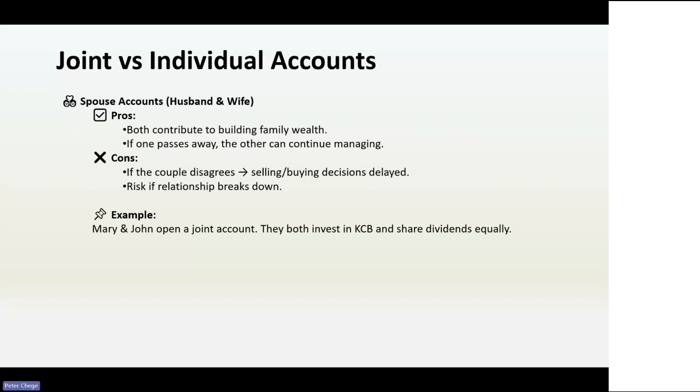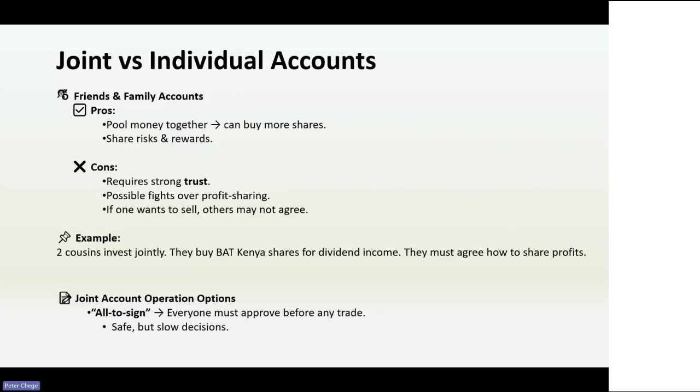Then we have friends and family accounts. This is allowed where you are opening a joint account with your friend, like Peter and Paul. They are friends, they open a trading account. Or me and my brother, me and my sister, my cousin. It's allowed, but it is risky. It's a bit risky, and you will see why.